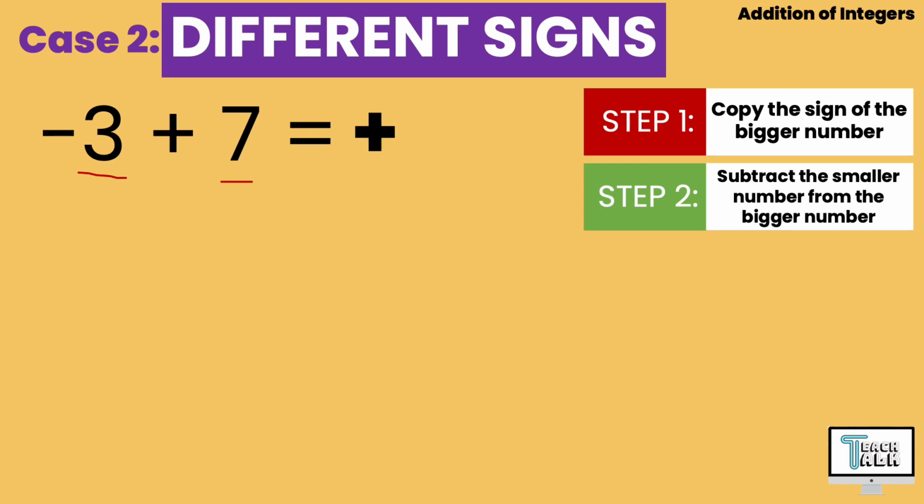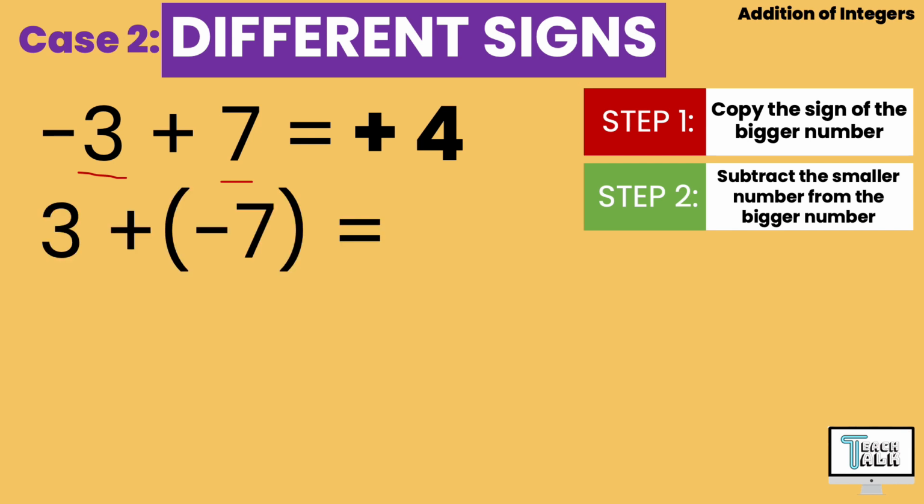Step 2. Subtract the smaller number from the bigger number. So, si 3 isasubtract natin kay 7. What is 7 minus 3? That is 4. Therefore, negative 3 plus 7 is positive 4. Again, copy the sign of the bigger number, which is the 7, so positive. Subtract natin yung smaller from the bigger, or subtract natin siya sa malaki. 7 minus 3 is 4.